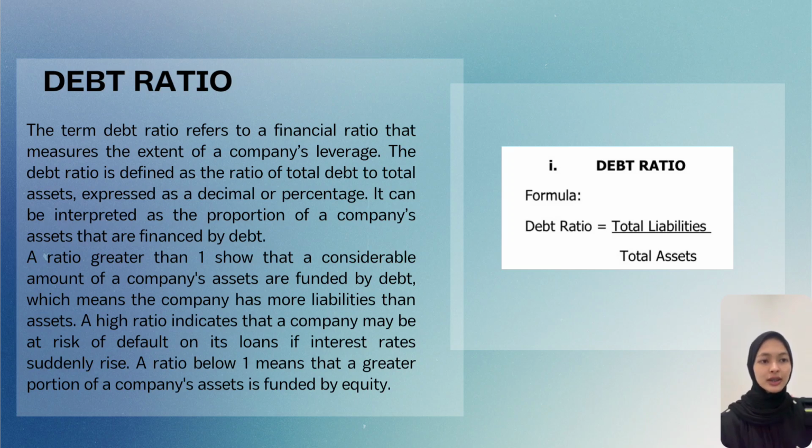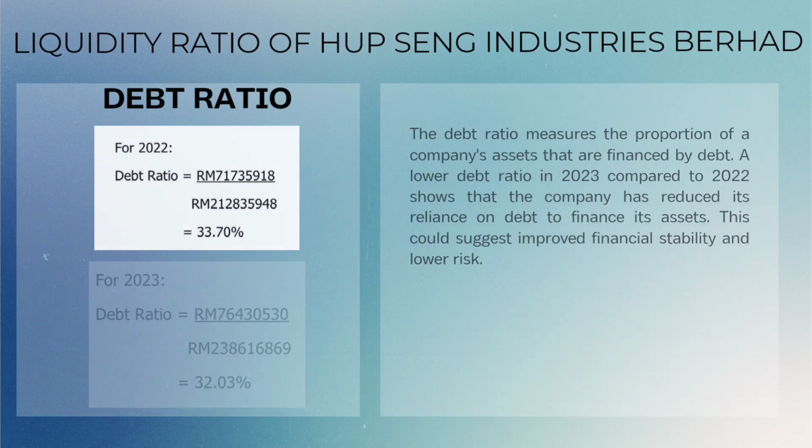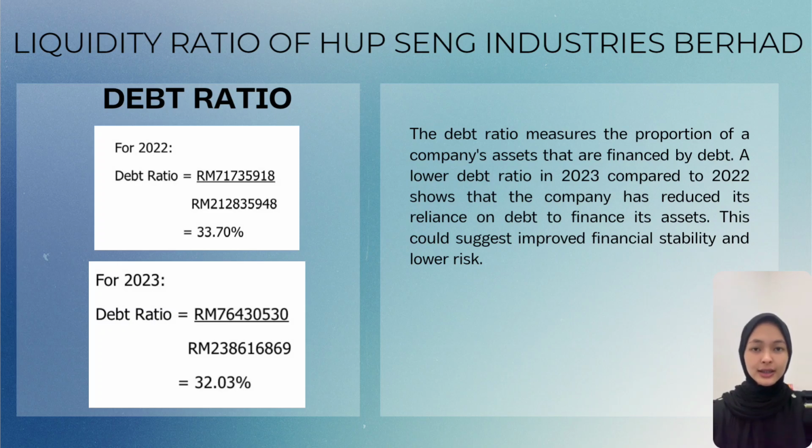As you can see over here, here is the formula for debt ratio: total liabilities divided by total assets. Here I already calculated the debt ratio for 2022 and also for 2023. For 2022 we get 33.7%, and for 2023 we get 32.3%. So that means the debt ratio measures the proportion of a company's assets that are financed by debt.